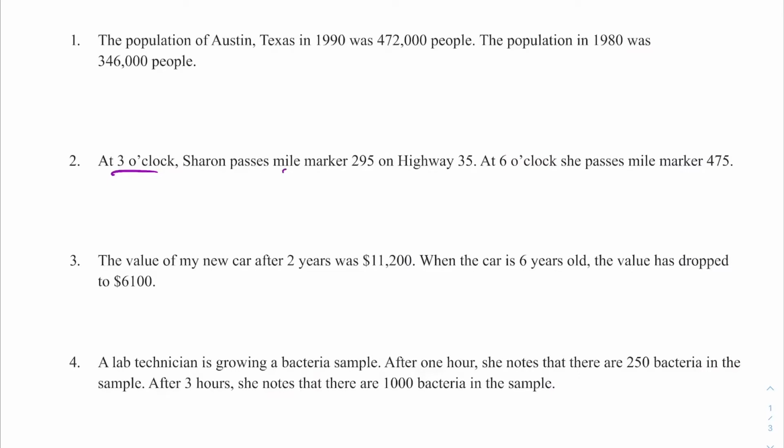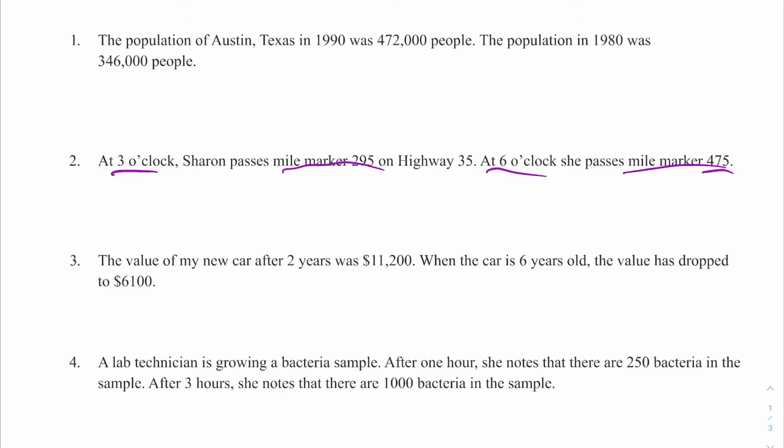At 3 o'clock you were at mile marker 295. At 6 o'clock you passed mile marker 475. If you don't drive, then you might not know about mile markers, but if you're on a road, they just use those markers. If you get in an accident on a highway in the middle of nowhere, you could tell them what mile marker you're at, and then they'll find you.